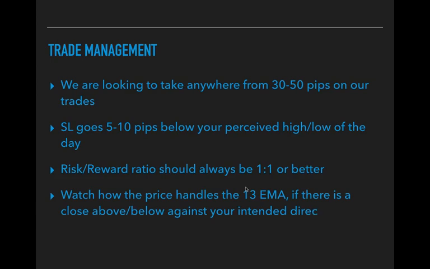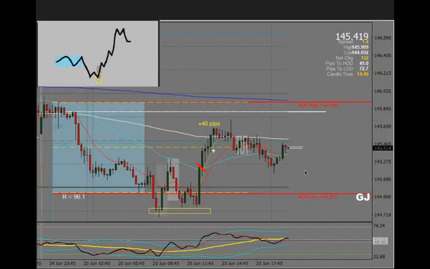Watch how the price handles the 13 EMA. If there is a close above or below against your intended direction, you can exit the trade. What do I mean by that? Let's look at another example, of GJ. This is GJ, and this was also on Monday. This was another type 1 pair example.